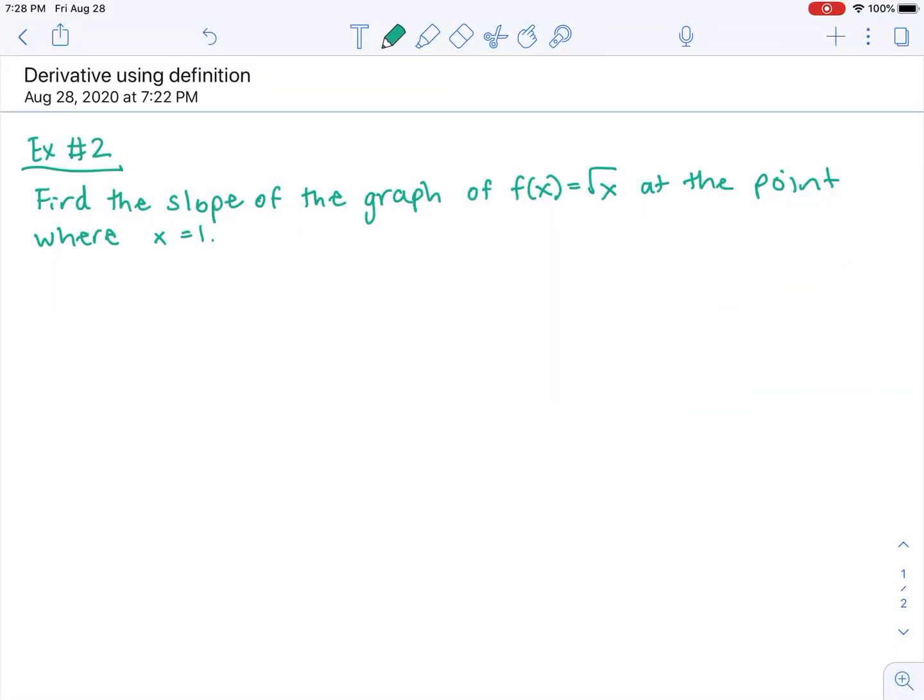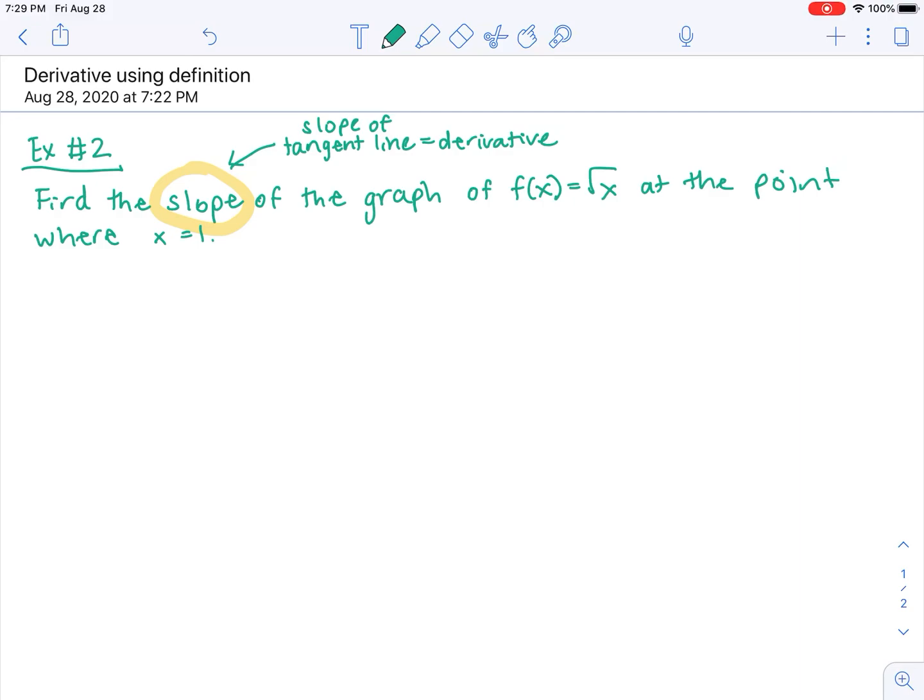Example number 2 asks us to find the slope of the graph of f of x equals square root of x at the point where x is equal to 1. So a few things that we'll start off with here is slope. Slope of the graph at a point means that at a single point, this is a tangent line that they're looking for. So tangent line equals derivative. So slope of tangent line, I should clarify that. Slope of tangent line equals the derivative.